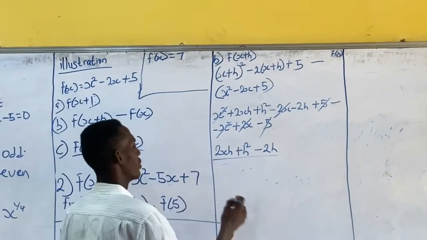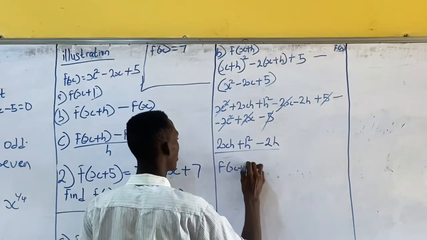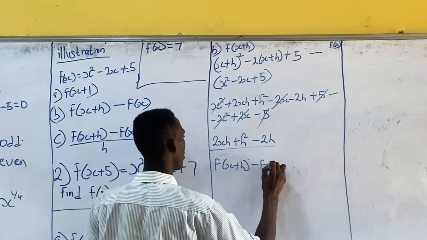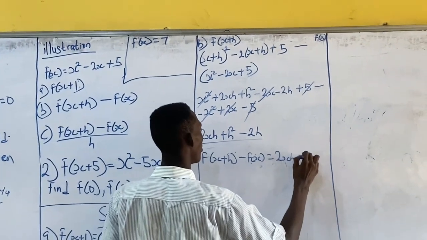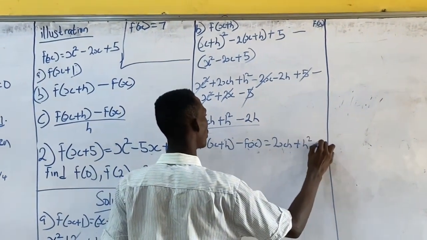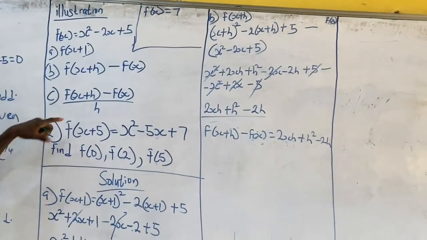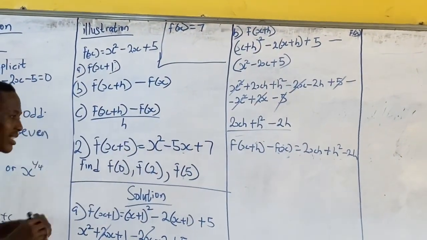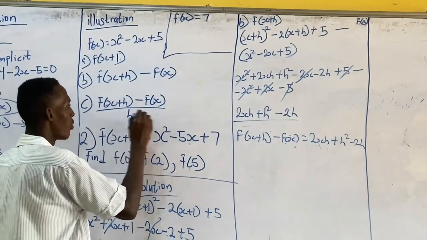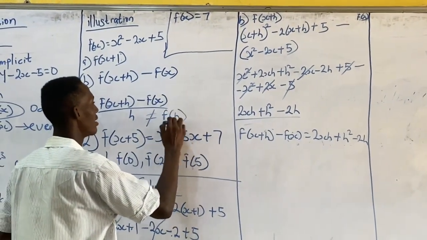So you can now rewrite by saying f of x plus h bracket minus f of x is equal to what? 2xh plus h squared minus 2h. Now for the next one, which is c, they ask you to divide it by just ordinary h. This h is different from what? This is not equal to function of h.